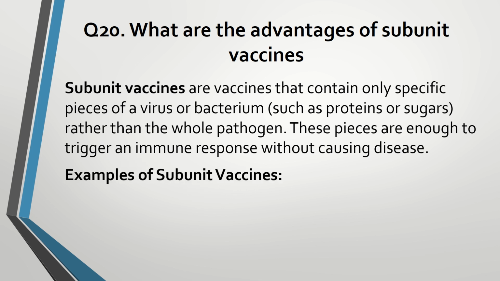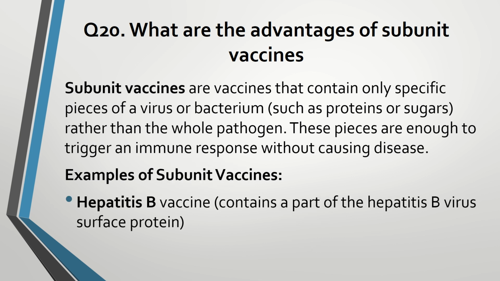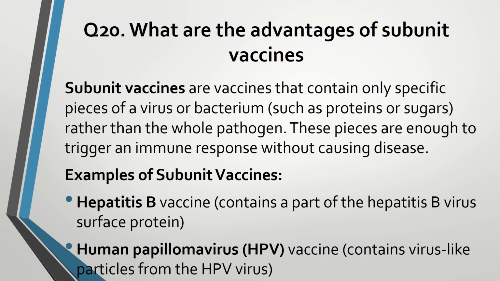Here, as an example of the subunit vaccine, we can have the hepatitis B vaccine. You know, hepatitis B has the surface antigens. Those are the ones used in the preparation of that vaccine. There is also human papilloma virus (HPV). Its vaccine is a subunit vaccine. It contains the virus-like particle from the human papilloma virus. This is a severe disease.